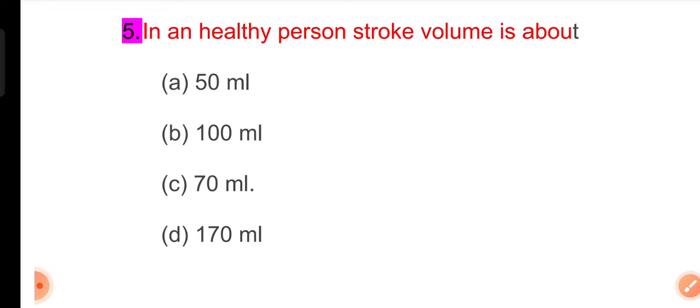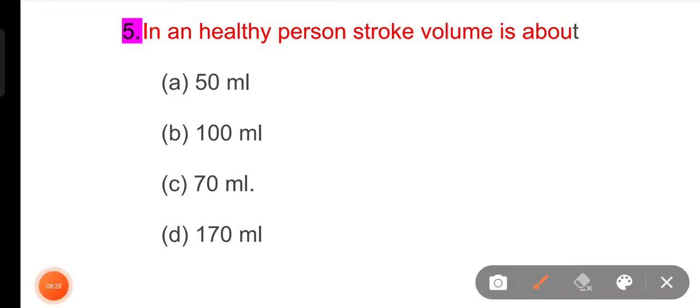The right option is 70 ml. So in a normal healthy person, the stroke volume is 70 ml.